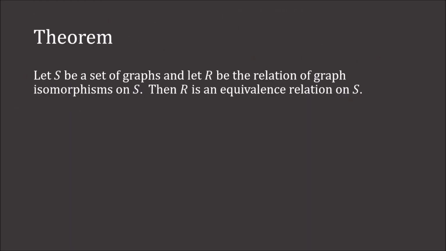Now let S be a set of graphs and let R be the relation of graph isomorphisms on S. Then R is an equivalence relation on S. So recall that to prove an equivalence relation, you have to prove the relation is reflexive, symmetric, and transitive.